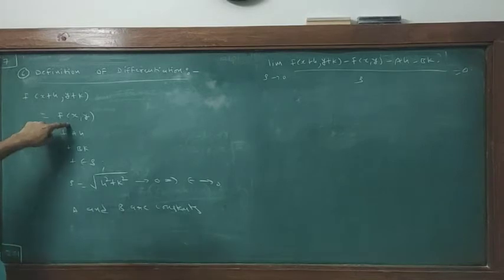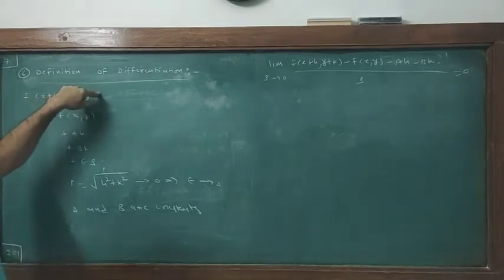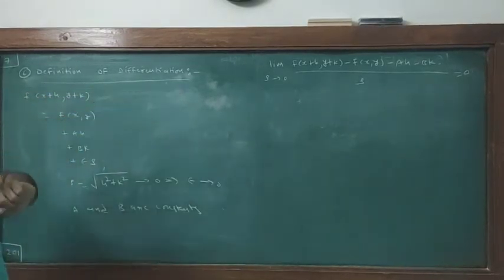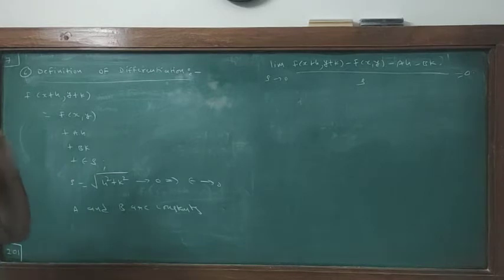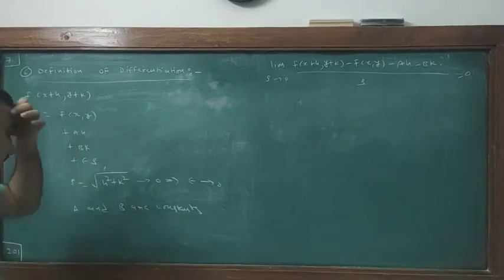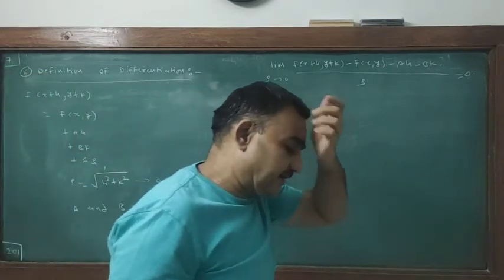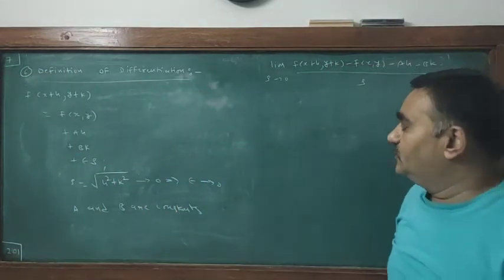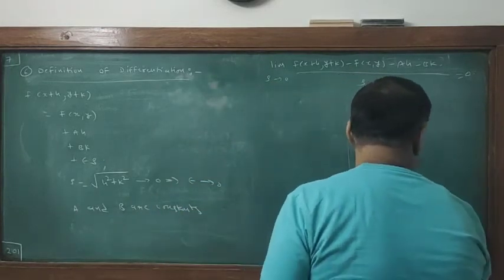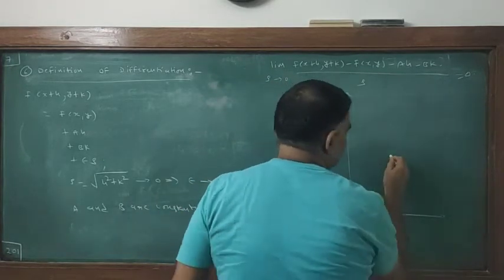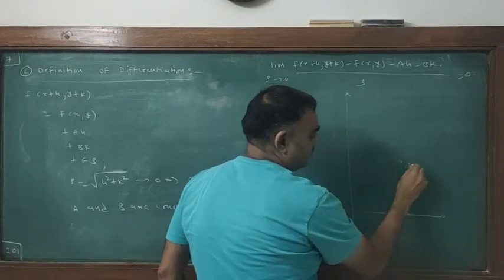Now if we change the side of this and that side, it is minus f of x, y minus a h minus b k upon epsilon. And here the value of rho is the square root of h square plus k square, and that tends to 0. So if you think of this in two dimensions, suppose I say this point is x, y.